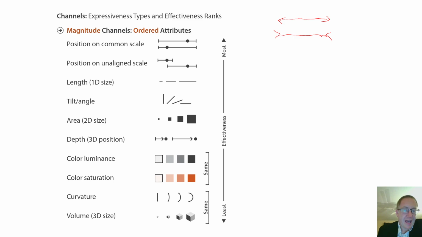Curvature is even worse, and volume just stinks. We're really bad at accurately judging that, because unless they're all cubes, if one's a rectangle and one's a sphere, it's really hard for us to judge that.